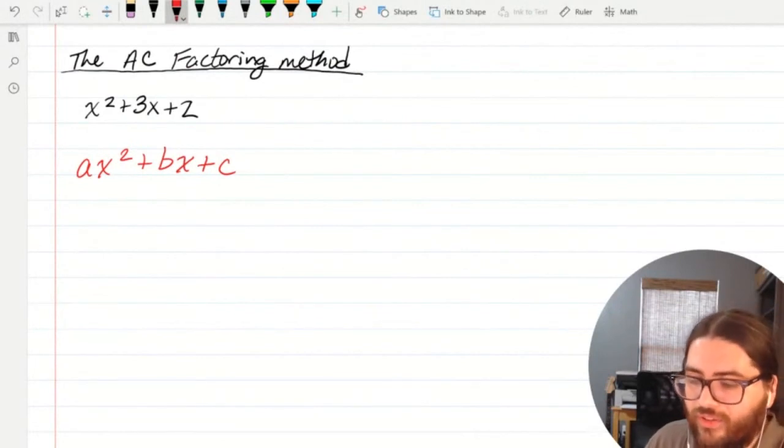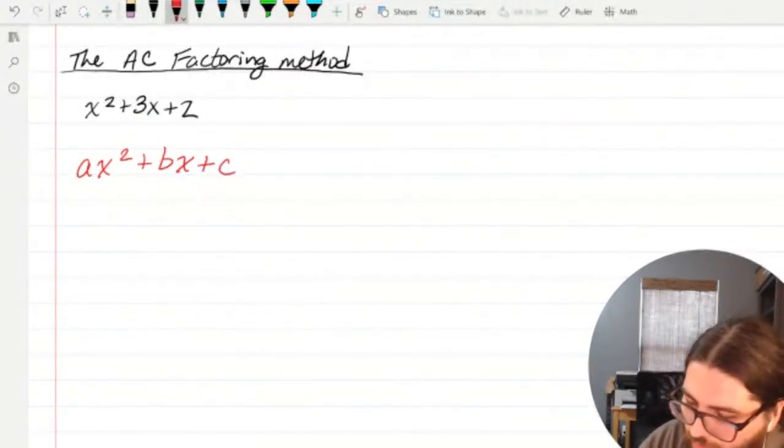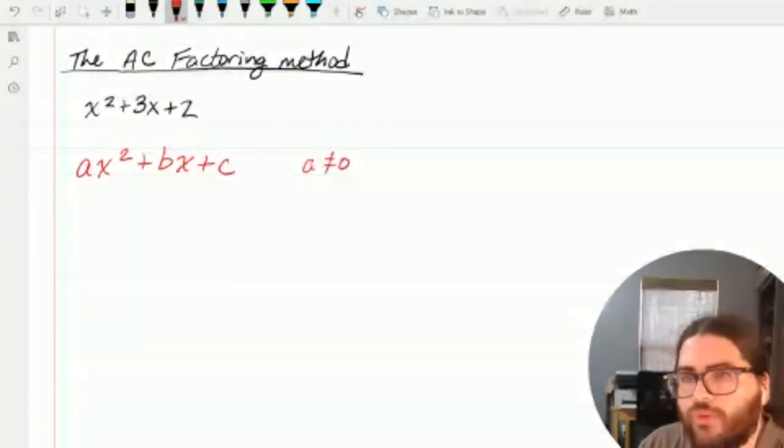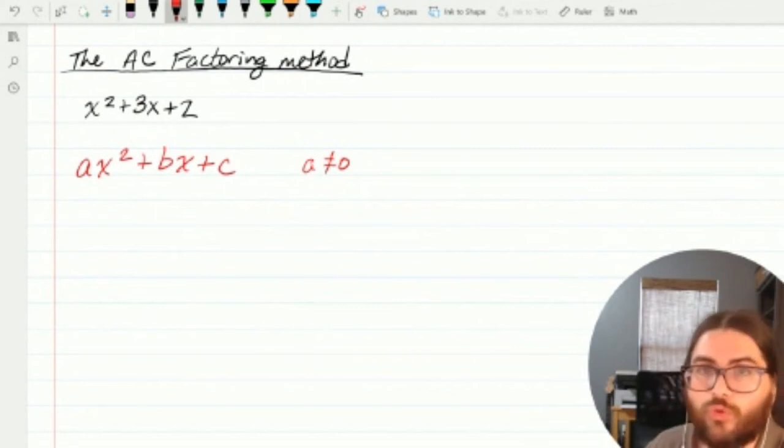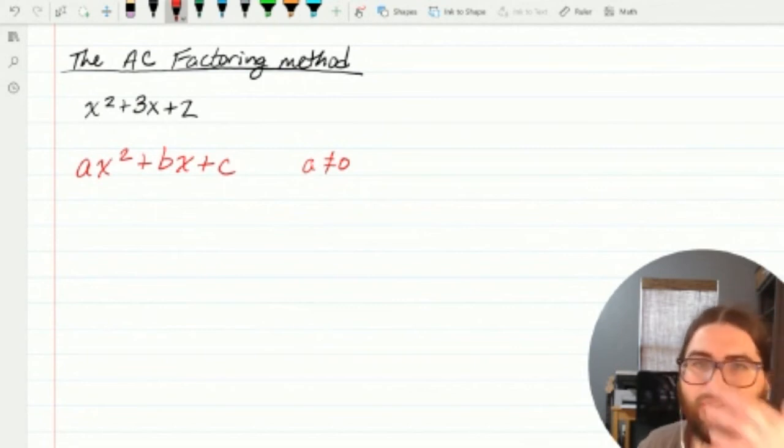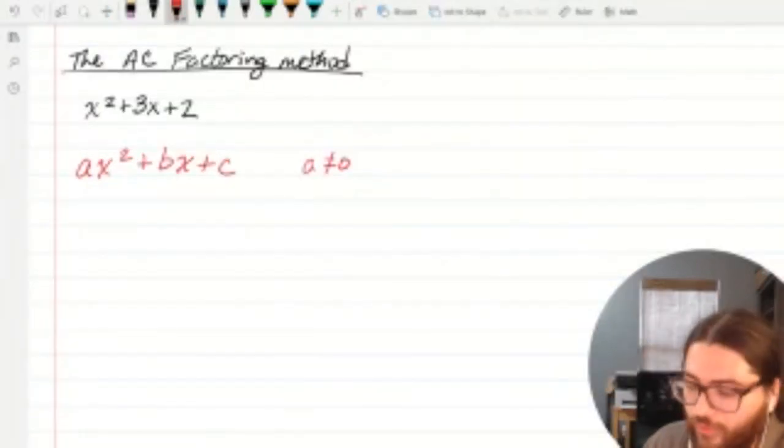A, B, and C, in this case, are numbers, but A is not allowed to be 0. Remember, if A was equal to 0, that would be 0x squared, and then we wouldn't have a quadratic at all. It wouldn't make very much sense. A is not allowed to be 0, but it could be anything else.